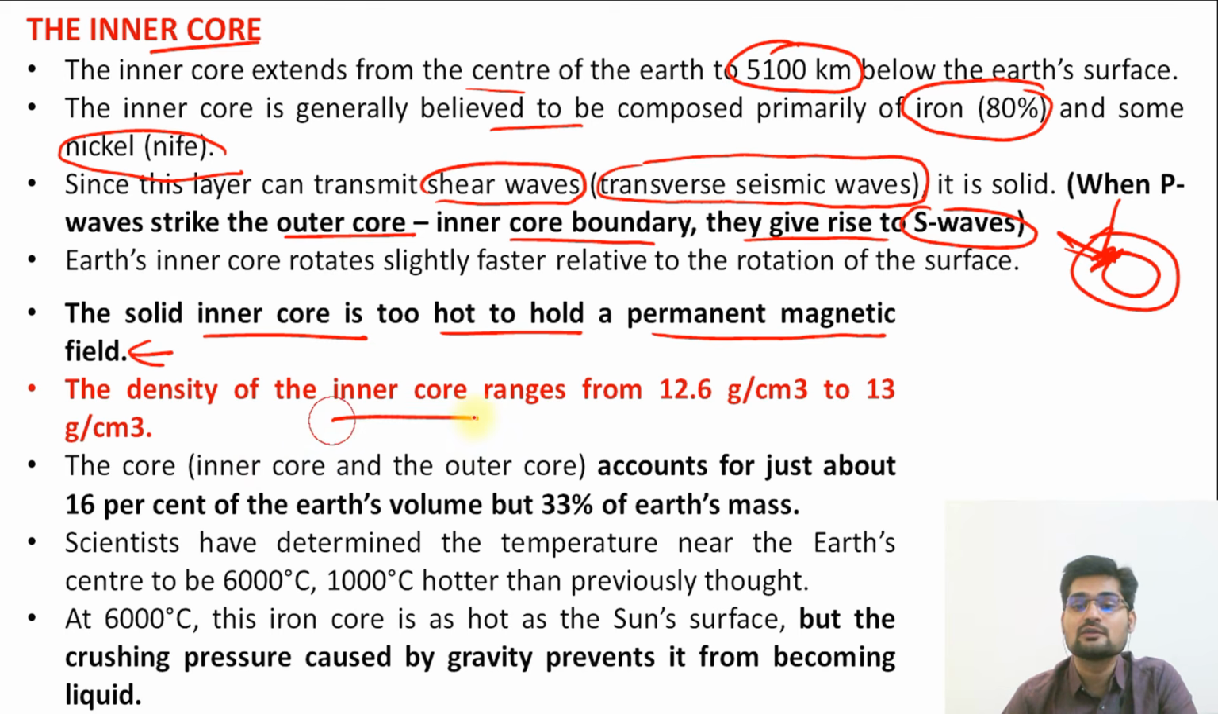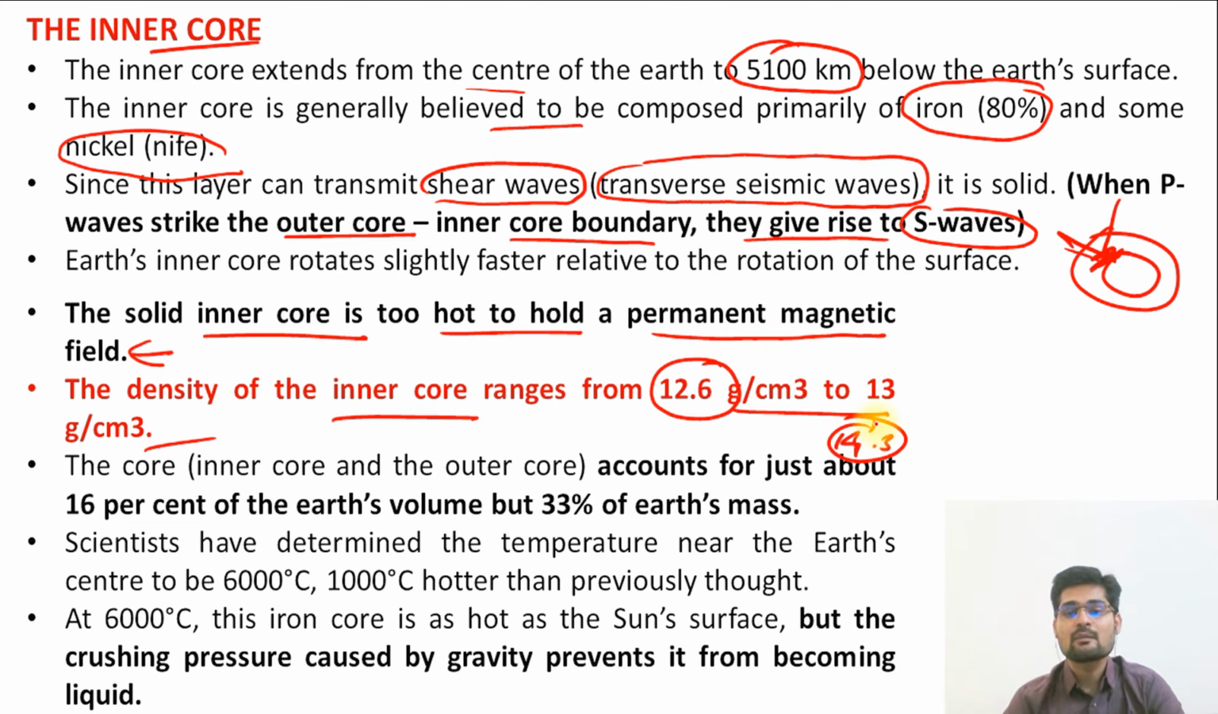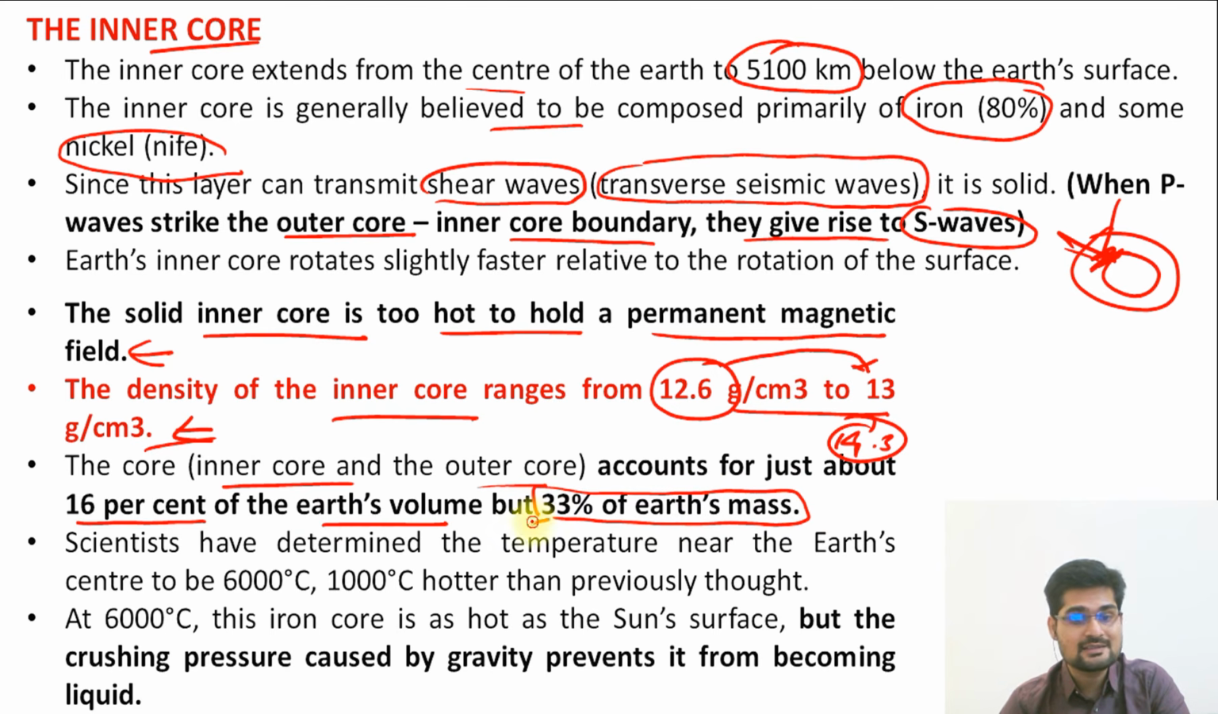So the density of the inner core is 12.6 to 13. So this is what is important. Some places you will also find written 14.3 or something. That may be a change in the values, but the general standard value is 12.6 to 13 gram per cubic centimeter regarding the density. The core, that is inner and outer core, accounts for just about 16% of Earth's volume, but 33% of Earth's mass. So that is important.